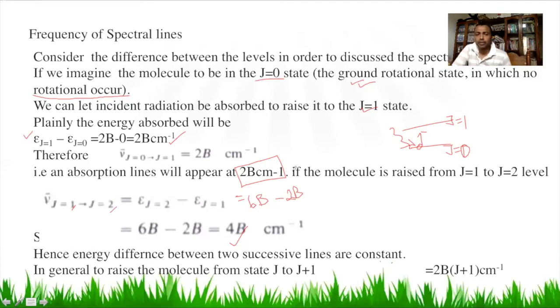Hence the energy difference between two successive lines will always be constant. In general, to raise a molecule from J to J plus 1 state, the amount needed will be twice B times J plus 1 centimeter inverse. So for 2 it is 6B, and for J equal to 1 it is 2B, so the difference will be 4B. Hence, if I subtract it out, again it will be 2B centimeter inverse. So molecules will be active at this point only.